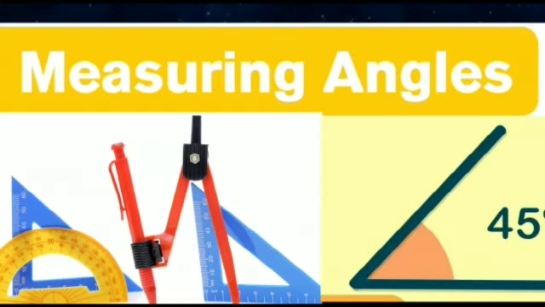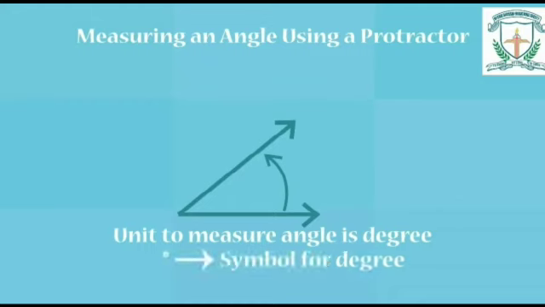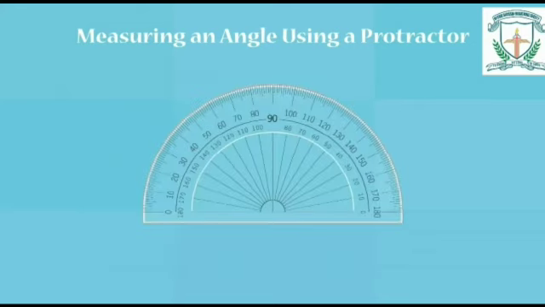Measuring angles. The unit used to measure an angle is degree. This is the symbol used for degree. We use an instrument called the protractor to measure an angle. We can find it in our geometry box.